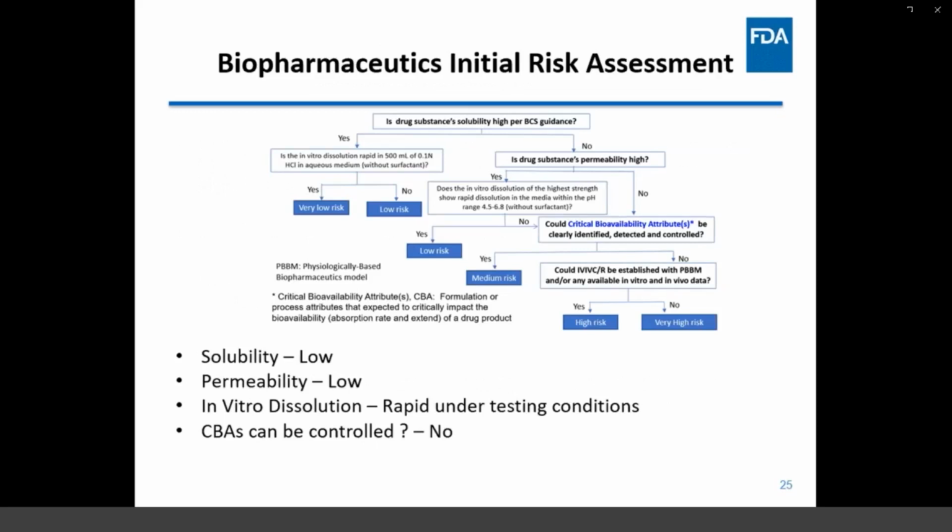So walking through the decision tree, is the drug substance solubility high per BCS guidance? No. Is the drug substance permeability high? No. Could critical bioavailability attributes be clearly identified, detected, and controlled? No. Could an IVIVC or IVIVR be established with PBPM and/or any other available in vitro dissolution data? That's where we landed, and that's where the question was, and I'll give you a preview that the answer was yes. So this did fall into a high risk category.